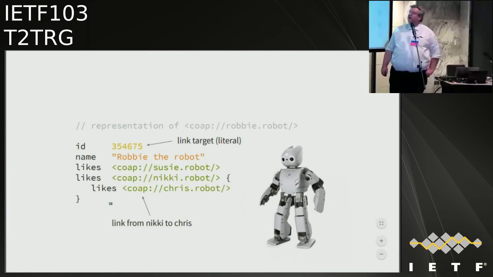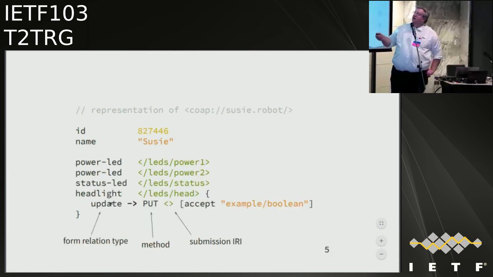Let's get more devicey here. So Susie, for instance, has two power LEDs and a status LED and a headlight. So we have the links for the power and status LEDs. We have the link for the headlight. And there is also a form relation here, which tells us that to actually change the headlight, you can do a PUT, and the PUT accepts a certain media type, which in this case is example slash boolean.